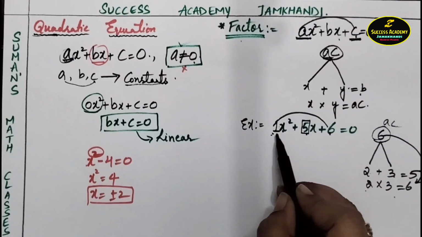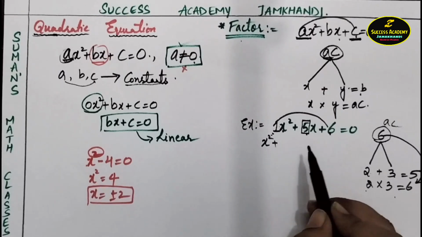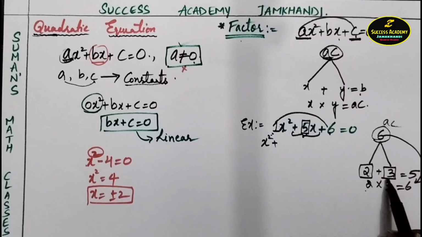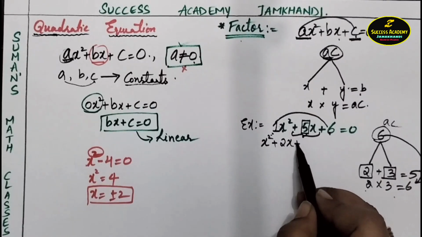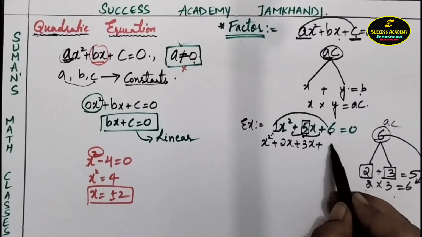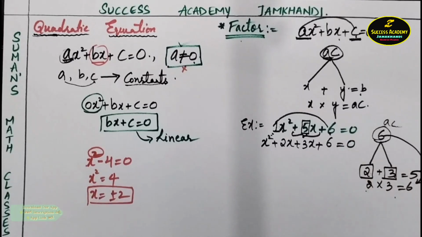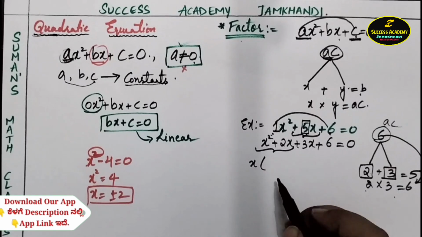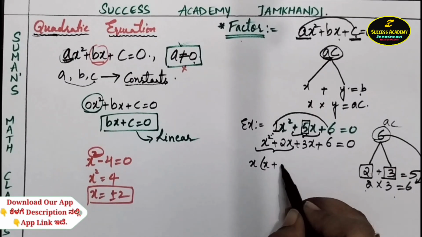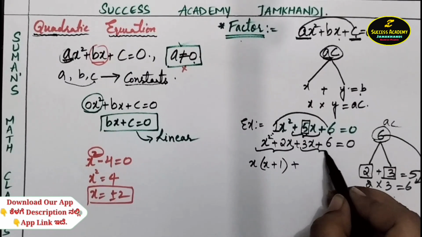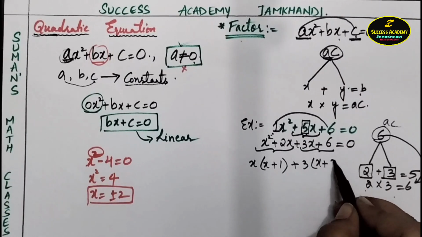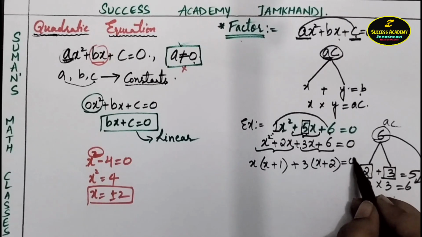How can we split it? First term x square as it is. This middle term 5x can be split as 2x plus 3x. So we can write it like x square plus 2x plus 3x plus the last term 6 equal to 0. Then from the first two terms we can take x common. What will remain? x plus 2. From the second two terms we can take 3 common. What will remain? x plus 2. 3 twos are 6, equals 0.